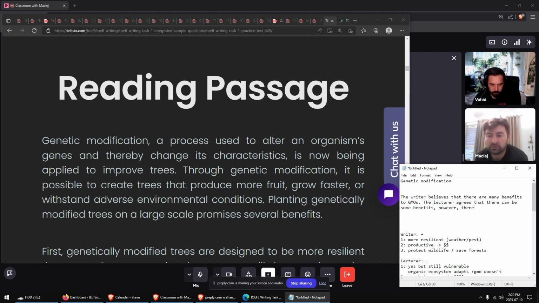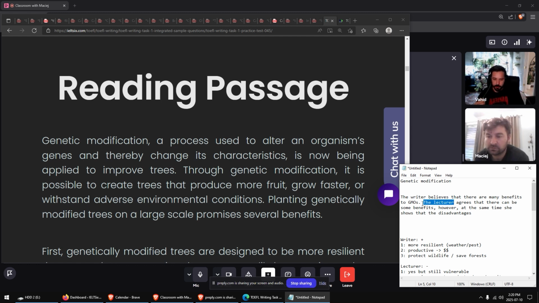So she agrees that there can be benefits. However, at the same time, she shows some disadvantages. Not some. She shows that the disadvantages... You have again, if you say that, it's just some benefits, some disadvantages. Okay. I want to make the disadvantage part stronger because the lecturer is not in favor of GMOs.